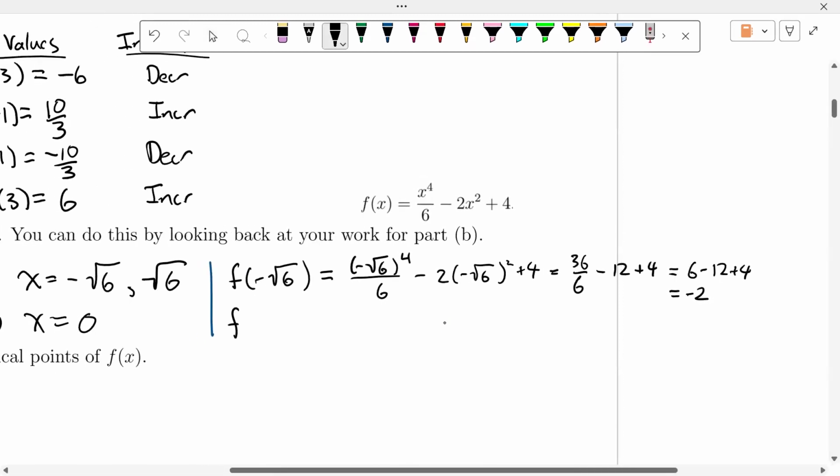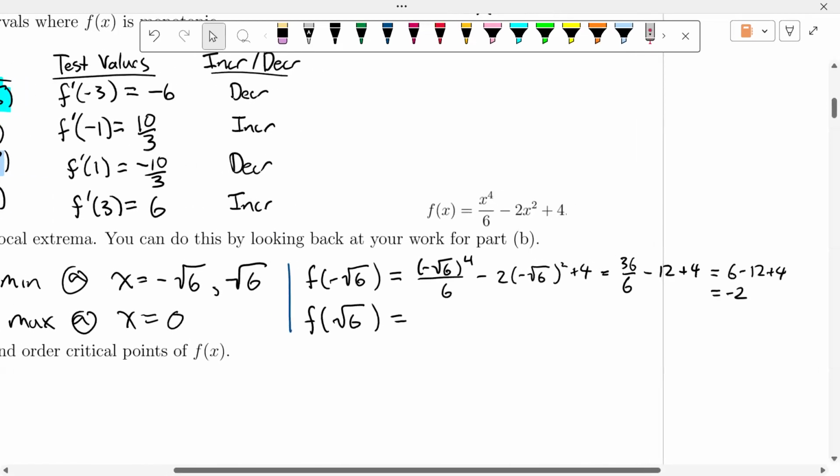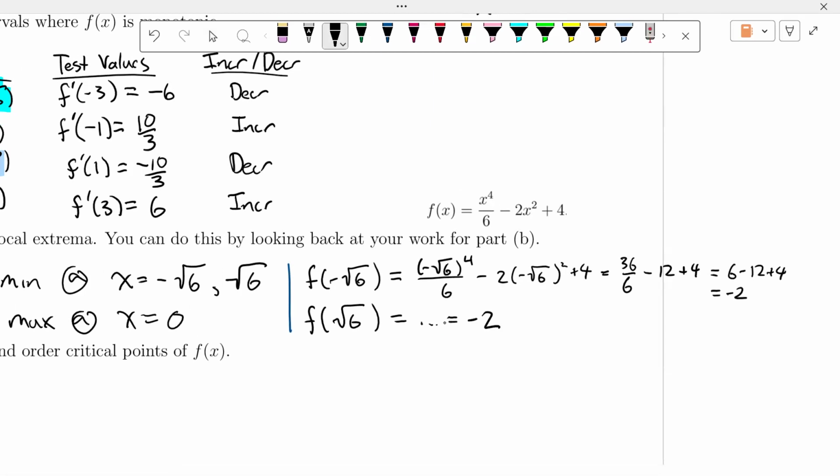And can you guess what f of positive square root of 6 is going to be? It's going to be 2 as well. Well, negative 2. It's going to be negative 2. Yeah. So local mins, that's the value there. All right. So if I were to plug it all in, dot, dot, dot equals negative 2. All right. What's f of 0 going to be? 4.